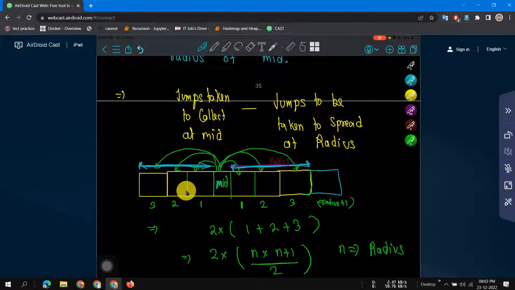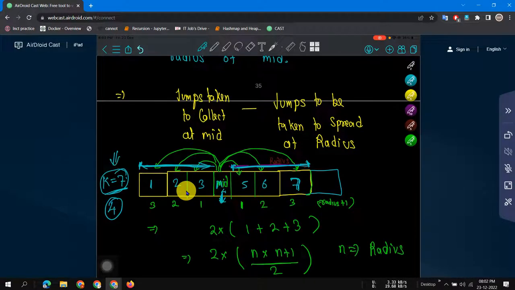So let's say I had to take k equal to 7, then let's say this is 1 2 3 4 5 6 7, right? So the radius will be the midpoint, and that is k equal to 4 here. So I have to spread six ones around the midpoint, right?